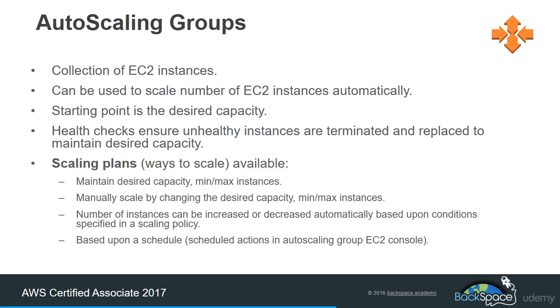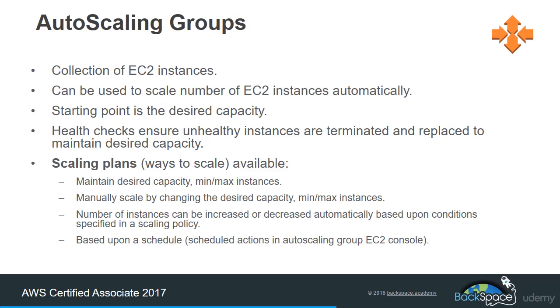So an auto scaling group is a collection of EC2 instances, and it can be used to scale the number of EC2 instances automatically, up or down. The starting point for our capacity will be the desired capacity that we set, and health checks ensure that unhealthy instances are terminated and replaced to maintain the desired capacity.